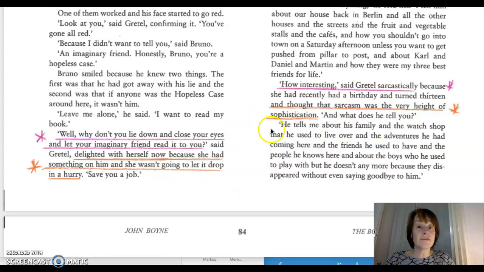And here we have something which is a little bit different, but it's still quite negative. Here it is, again, orange, so it is a thought. And it said she had recently had a birthday and turned 13 and thought that sarcasm was the very height of sophistication. What does that tell me about her? It tells me again that she thinks that she is very important, which again supports the idea of arrogance. She thinks she's better than Bruno. She's not kind. She's not a friend. She's not someone that Bruno can trust, okay? And this is the characterization that is coming through here through her thoughts.